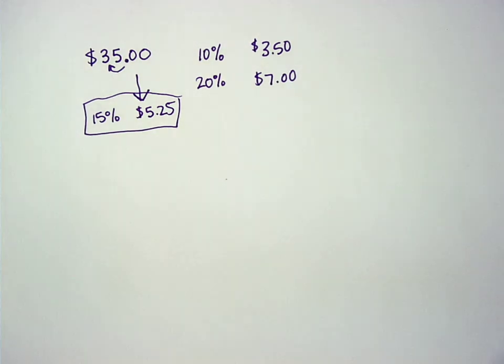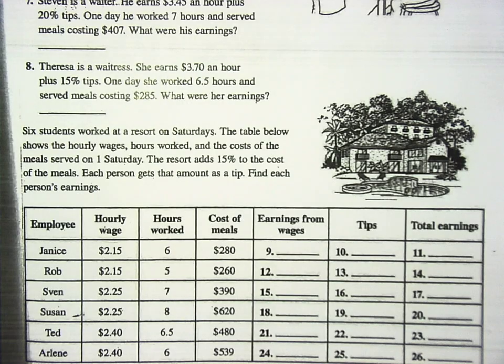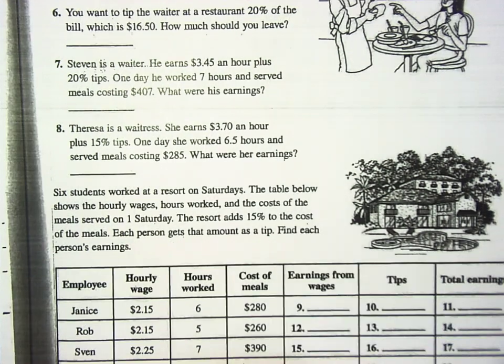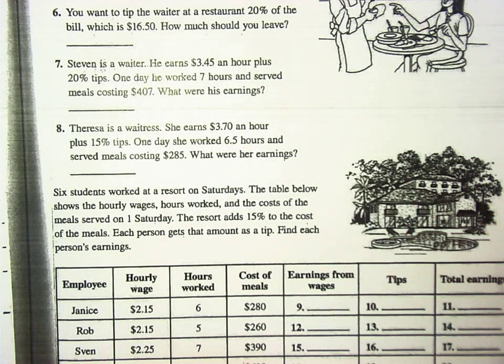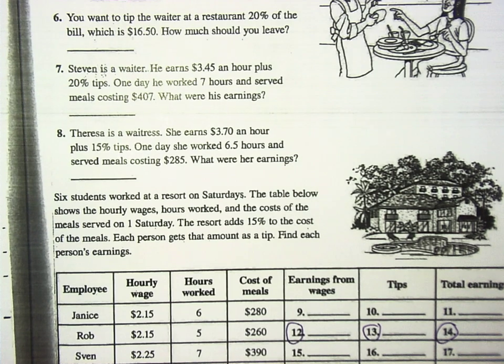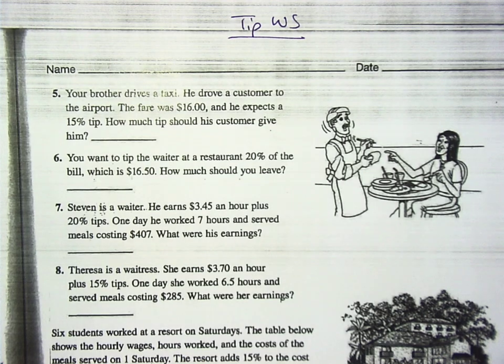All right, so let's turn it around, look at the tip worksheet. We're going to do number 5 and number, let's do 12, 13, 14 together. All right, number 5. Your brother drives a taxi. He drove a customer to the airport. The fare was $16. He expects a 15% tip. How much tip should his customer give him?